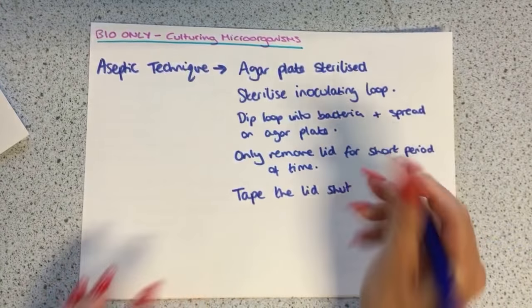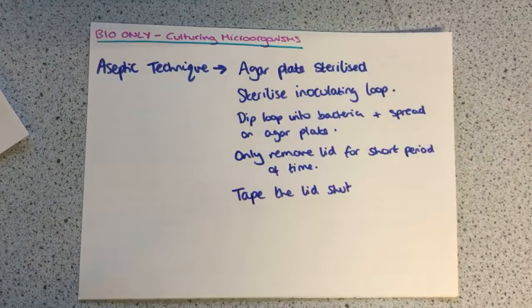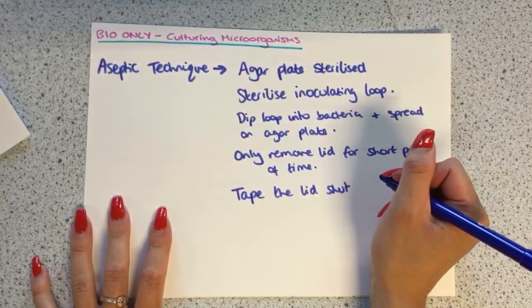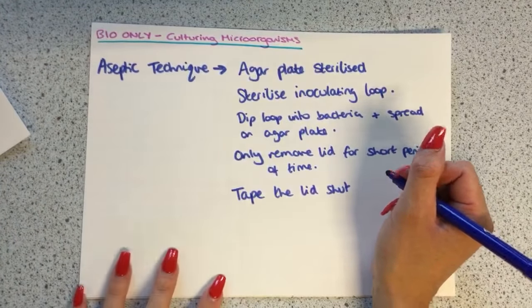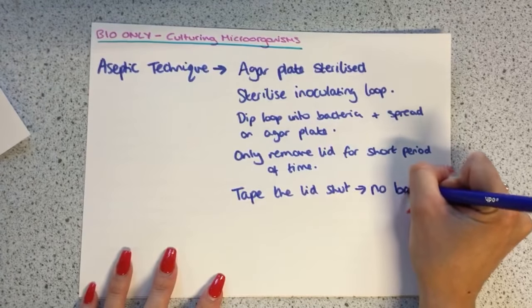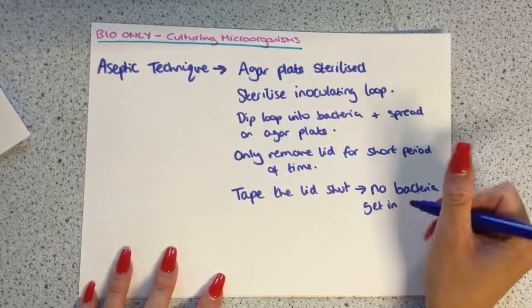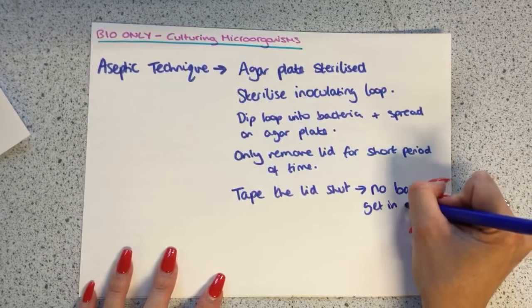And remember, you don't tape it all the way around, you just tape it a little bit each side because you need oxygen to get in so that anaerobic microorganisms cannot grow. So tape the lid shut, and again, that's just to make sure that no bacteria get in or out. It's all about making sure that your culture is a pure culture.